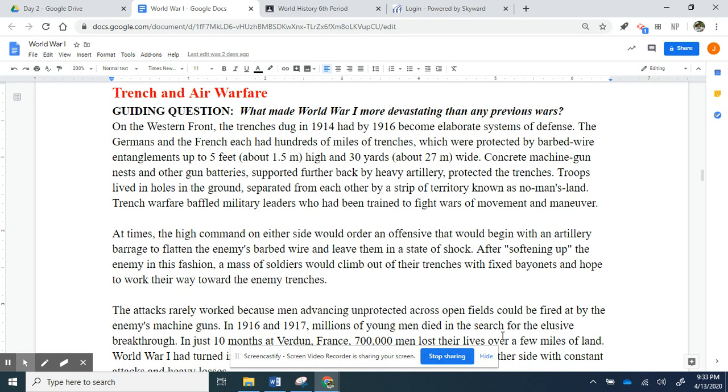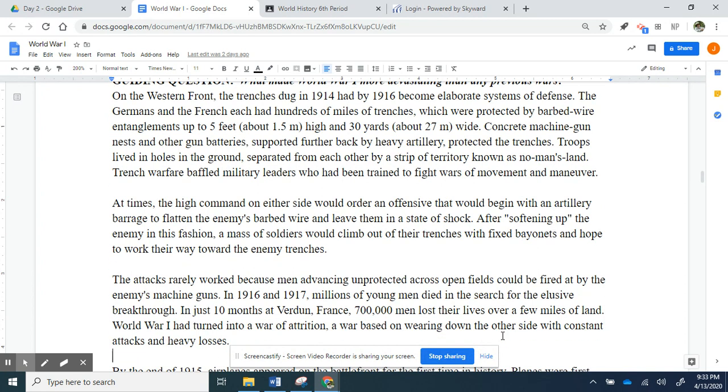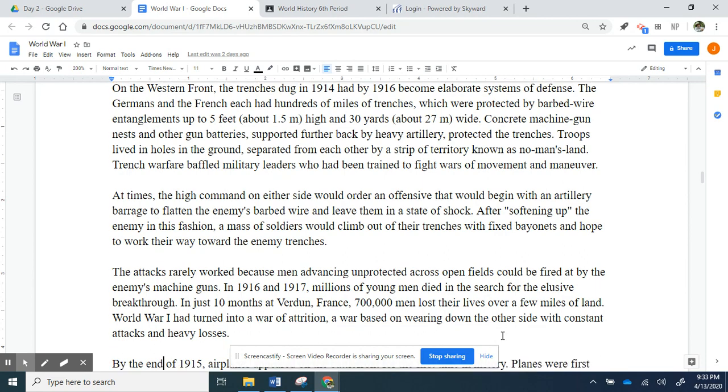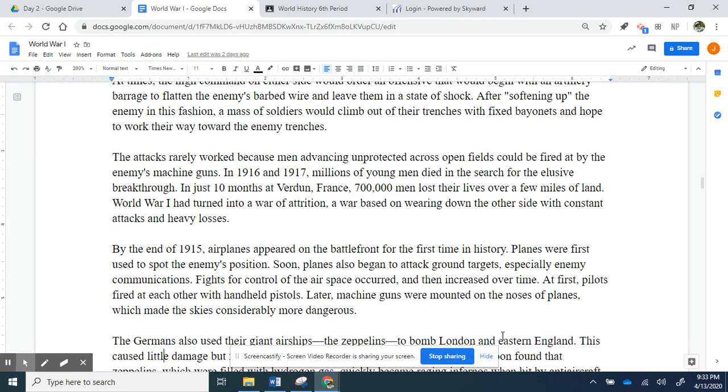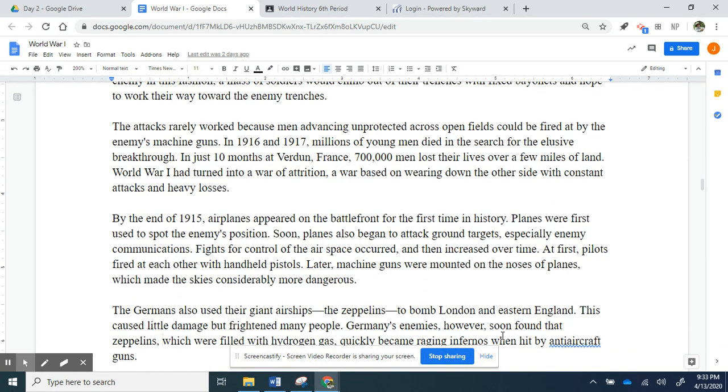The attacks rarely worked because men advancing unprotected across open fields could be fired at by the enemy's machine guns. In 1916 and 1917, millions of young men died in their search for the elusive breakthrough. In just 10 months at Verdun, France, 700,000 men lost their lives over a few miles of land. World War I had turned into a war of attrition, a war based on wearing down the other side with constant attacks and heavy losses.